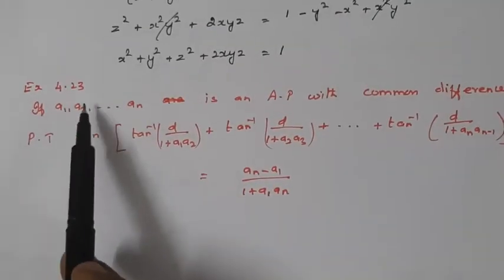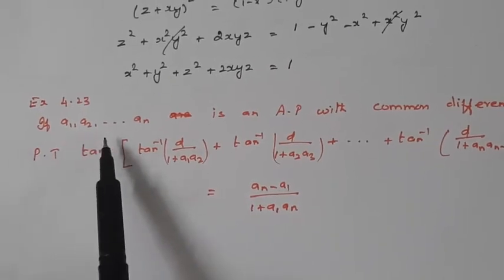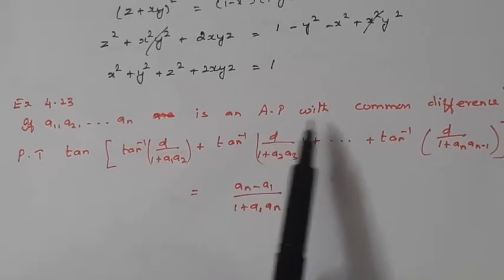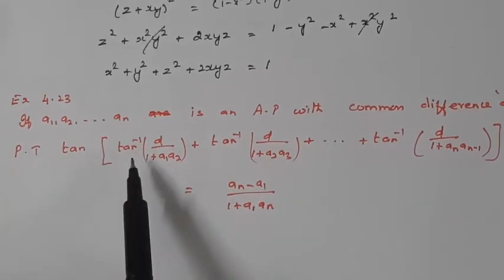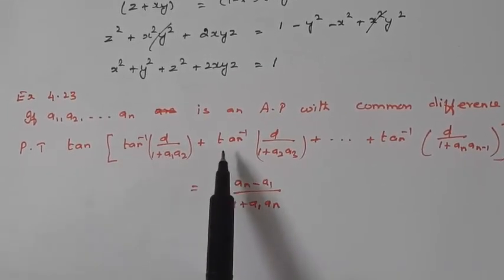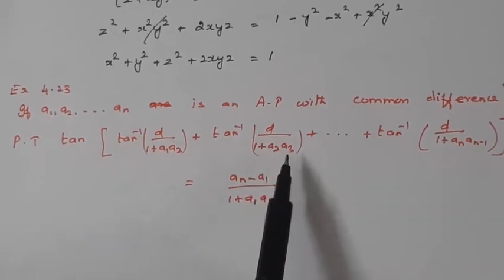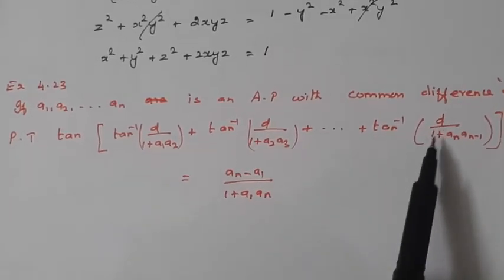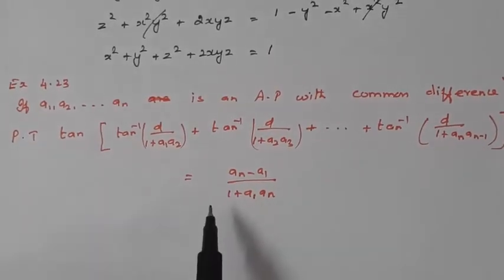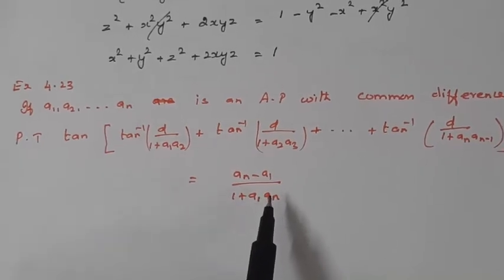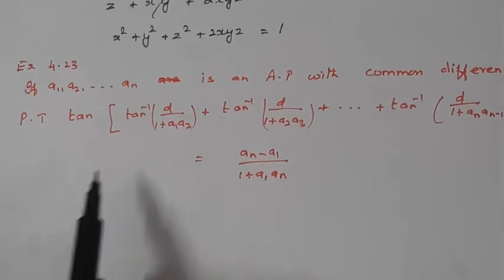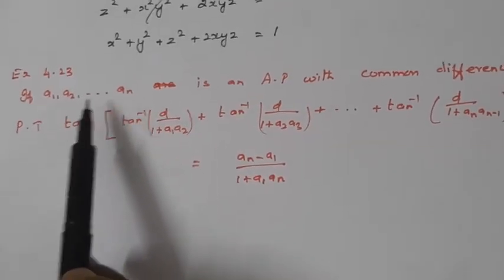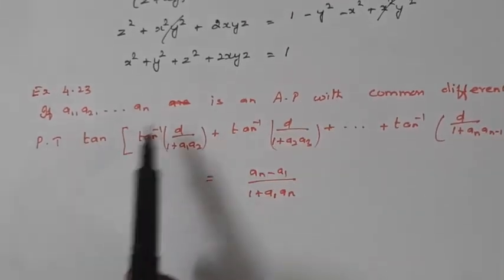Next, example 4.23. If a1, a2, etc., an is an arithmetic progression with a common difference d, then you have to prove that tan inverse of d by 1 plus a1 a2 plus tan inverse of d by 1 plus a2 a3 etc. to tan inverse of d by 1 plus an minus 1 an is equal to an minus a1 divided by 1 plus a1 an. See, you are going to remember the formula for the arithmetic progression, right.